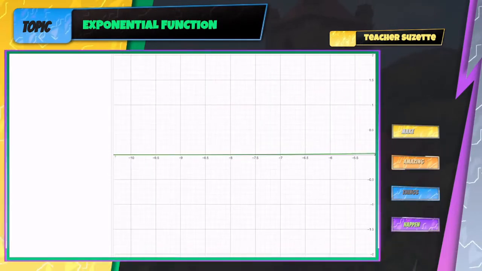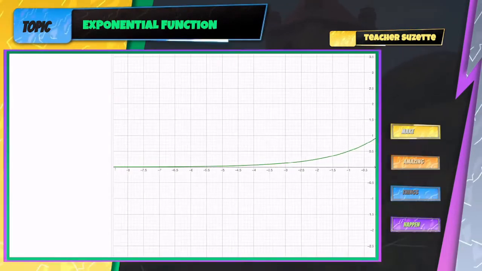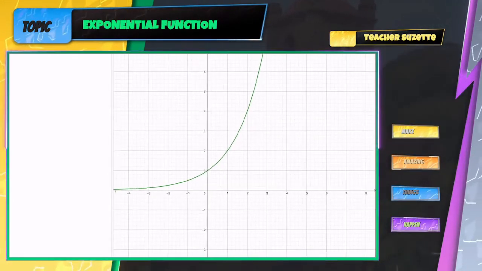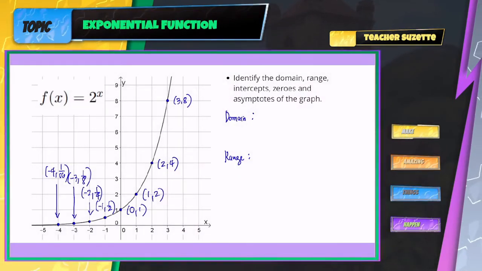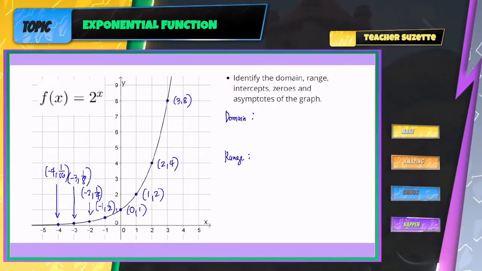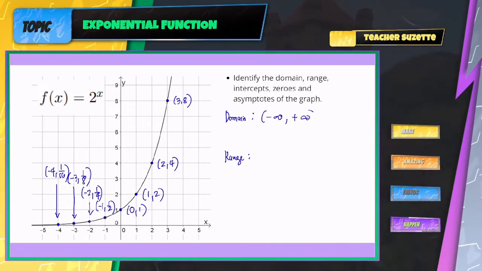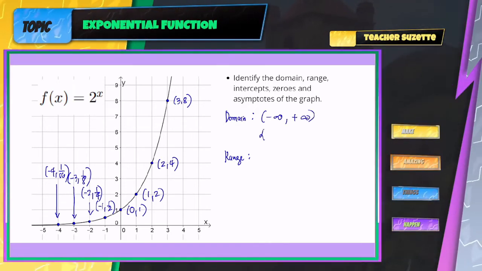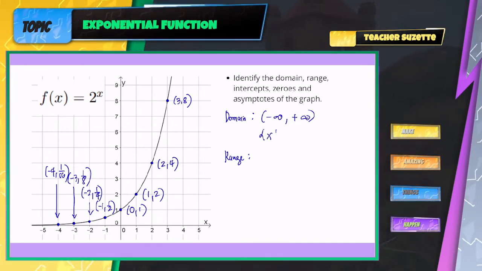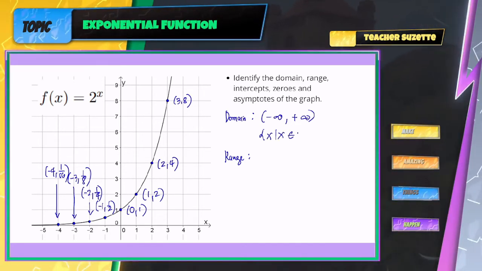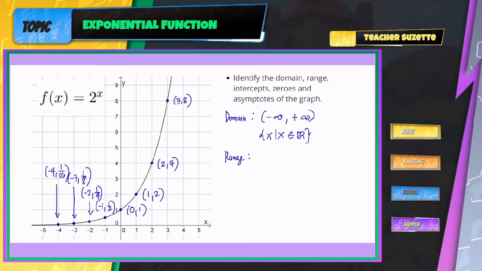So, therefore, from here, we can conclude that our domain are the set of real numbers or negative infinity, comma, positive infinity, or using set builder notation, x such that x is an element of a real number.